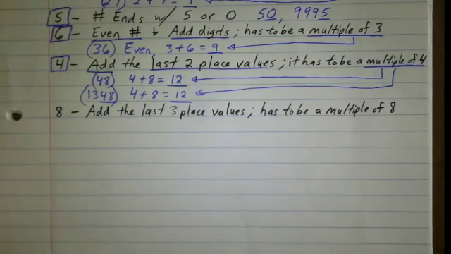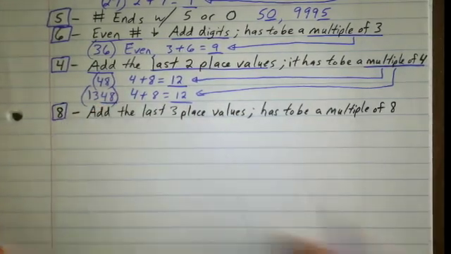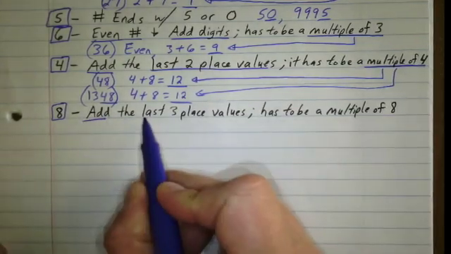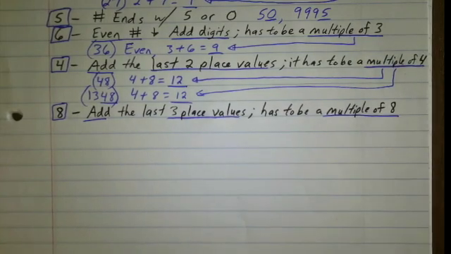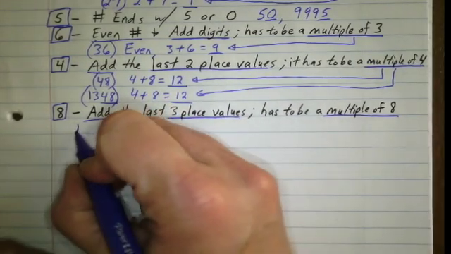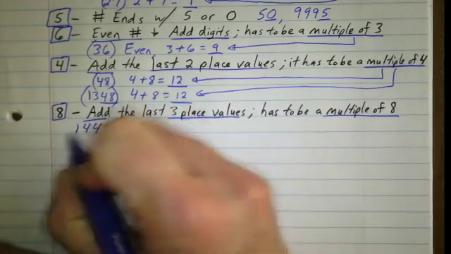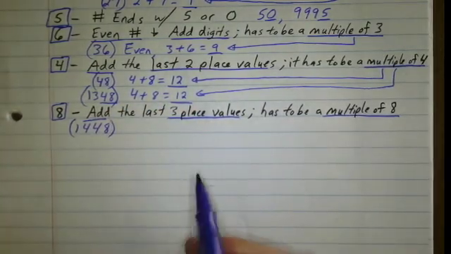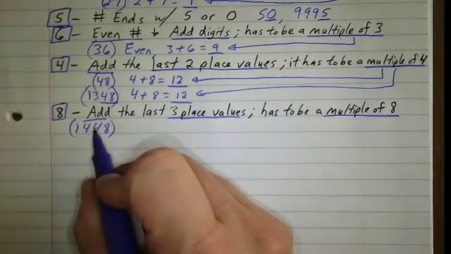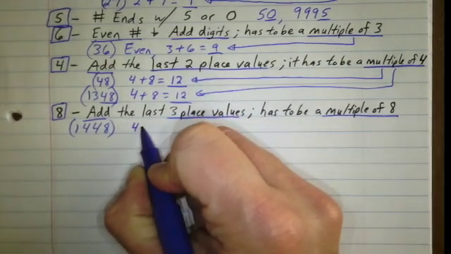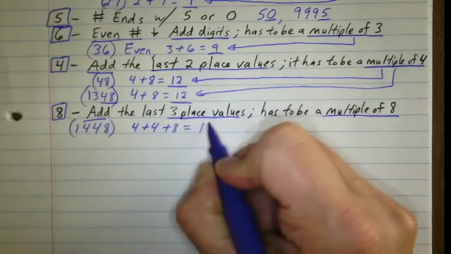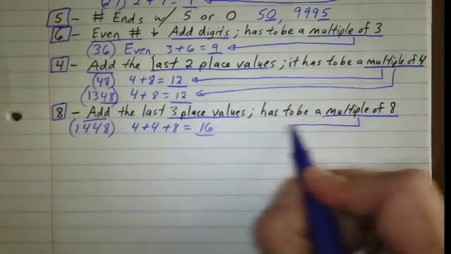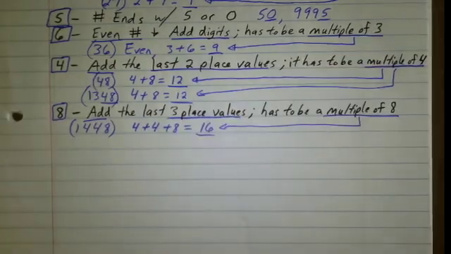So use my other color. We're going to box in 8. You're going to add the last 3 place values and it has to be a multiple of 8. So if I give you a really, really large number like 1,448, looking at the number here now, if I add the last 3 place values, I would have to add the 4, 4, and 8. So 4 plus 4 is 8, plus another 8 would give me 16. And is 16 a multiple of 8? Yep, so I would know that 8 would evenly divide into that.